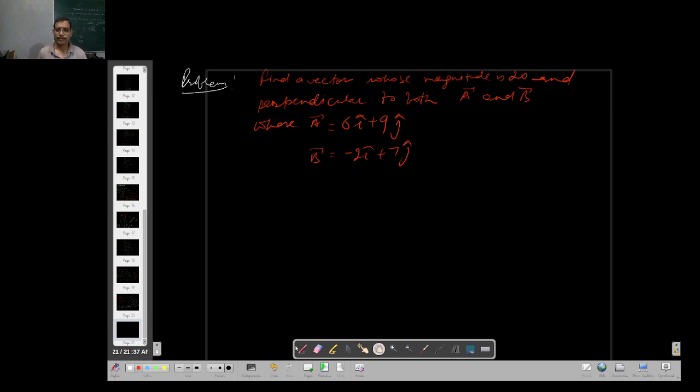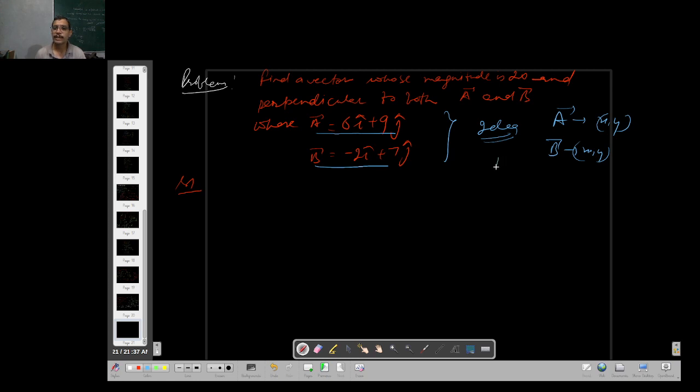So let us go to the solution. If I try to look at the vectors A and B, I'm just having some idea about the solution. To get an idea, since A is lying in the xy plane and B is also lying in the xy plane, because only i and j components are there but the k component is missing, that means both A and B are lying in the xy plane.